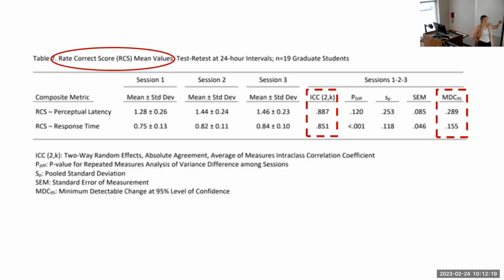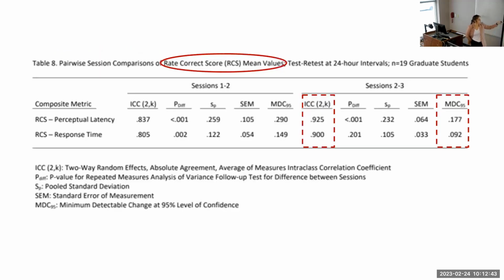So here we did the rate correct score, which again was telling you the speed accuracy trade-off. We did the ICC once between all 3 sessions and got good reliability. And because we didn't have to do the log transformation on the rate correct score, we could calculate the minimal detectable change, which can be seen over there. I don't know if you can see that right there. And then we also split it up between sessions 1 and 2 and then 2 and 3.